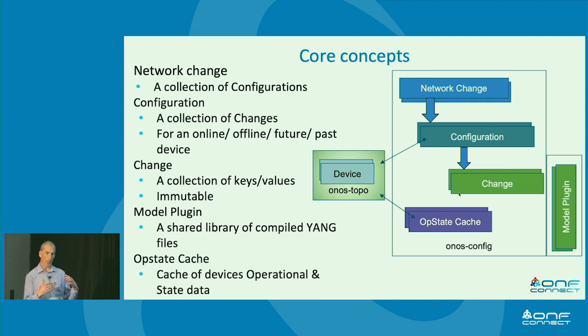Below it, we have what we call the configuration. I wouldn't say a configuration is exactly a device, because the configuration can represent a device that hasn't been created yet, or one that may be offline or online, or that maybe was there in the past. So we keep configuration as a separate thing from a device, but a network change is a collection of changes on configurations.